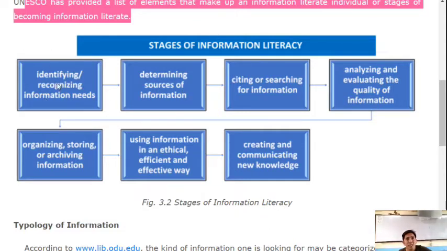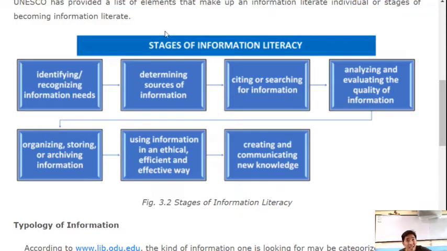So first, you identify and recognize what your information needs are. Next is to determine what the sources of information are. Where will you get it? Are you going to get your information from a friend, from a television, from social media, from the internet? So you try to find your source. The sources should be proper and reliable. Citing or searching for information: you should cite the information and where you got it.